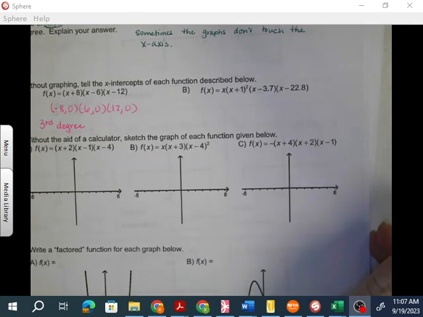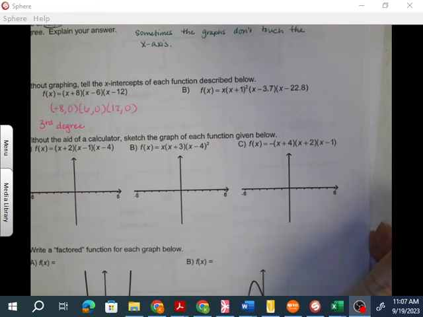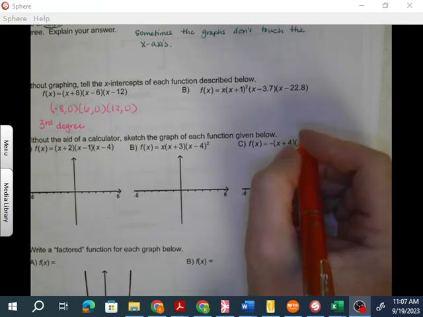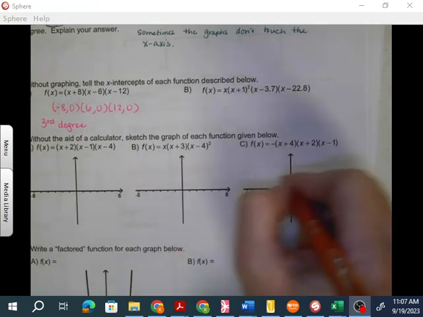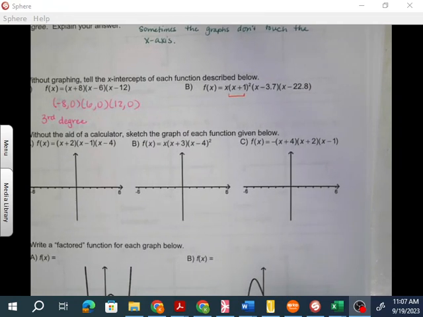-1, 3.7, positive 22.8. Good. So this one would give you -1. Can you tell me what would happen on the graph at that -1? It would bounce because it's squared. So it's going to bounce at -1.